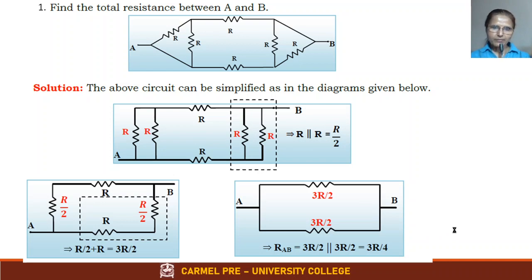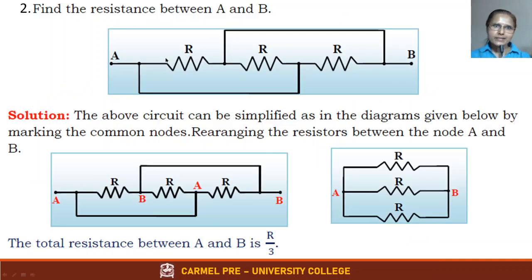We'll take similarly one more. You have to find the resistance between these two endpoints. Though it looks like this, though they look in series, they are not in series actually. So see, the point A is again connected over here, and this point B is again connected over here.